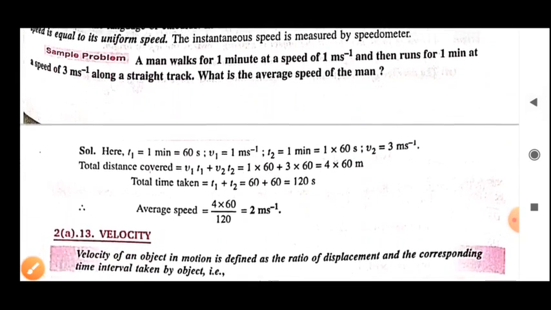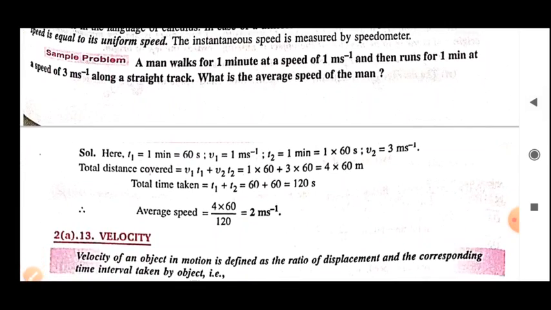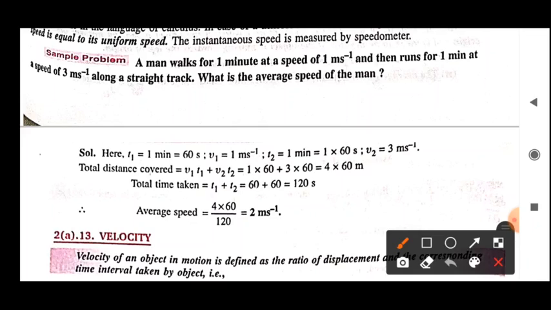Let's see one sample problem here. The sample problem is: a man walks for 1 minute at a speed of 1 meter per second, then runs for 1 minute at a speed of 3 meter per second along a straight track. So what is the average speed? Again, for average speed, what do you have to do? You have to calculate total distance, then total time.